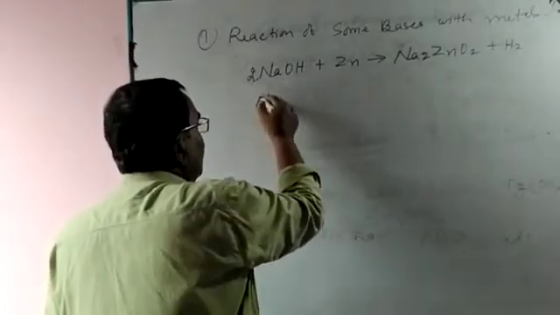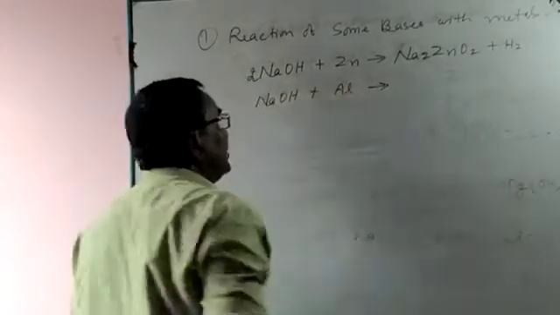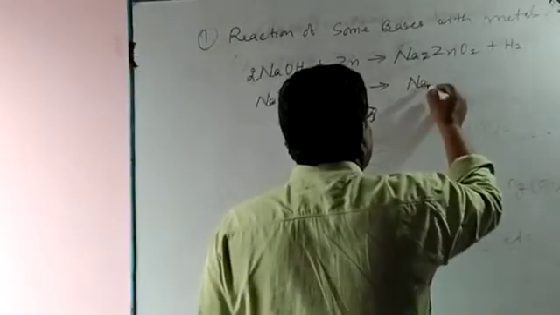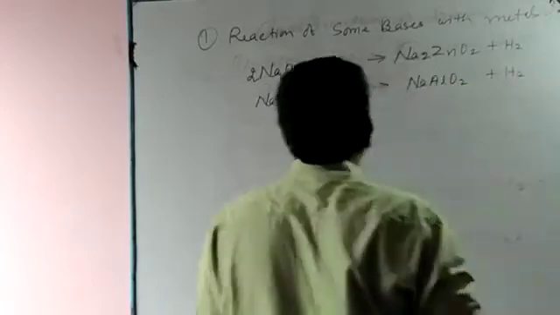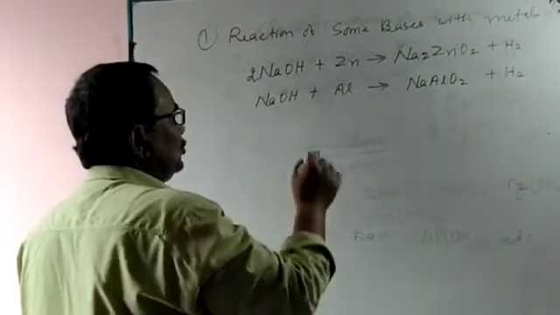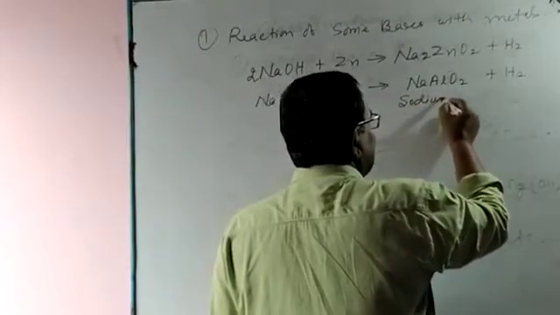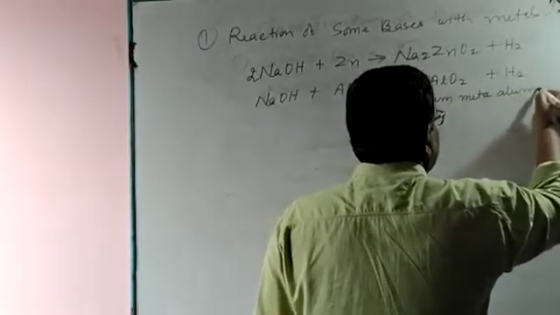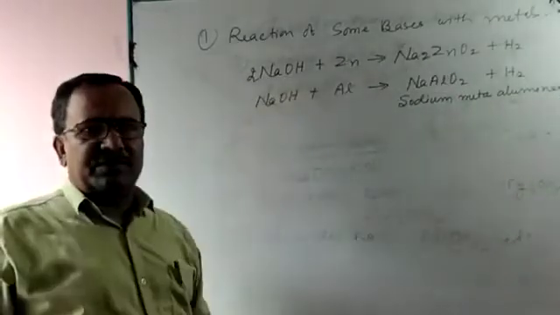Sodium hydroxide also combines with aluminium. It forms sodium meta-aluminate, NaAlO2, plus H2. Sodium meta-aluminate. You have to balance it yourself.